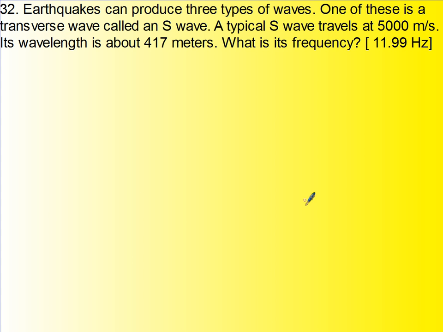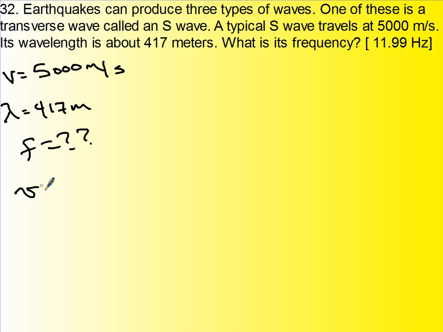Now, earthquakes can produce three types of waves. One of these is a transverse wave called an S wave. A typical S wave travels at a speed of 5,000 meters per second, and it has a wavelength lambda of 417 meters. What's the frequency?